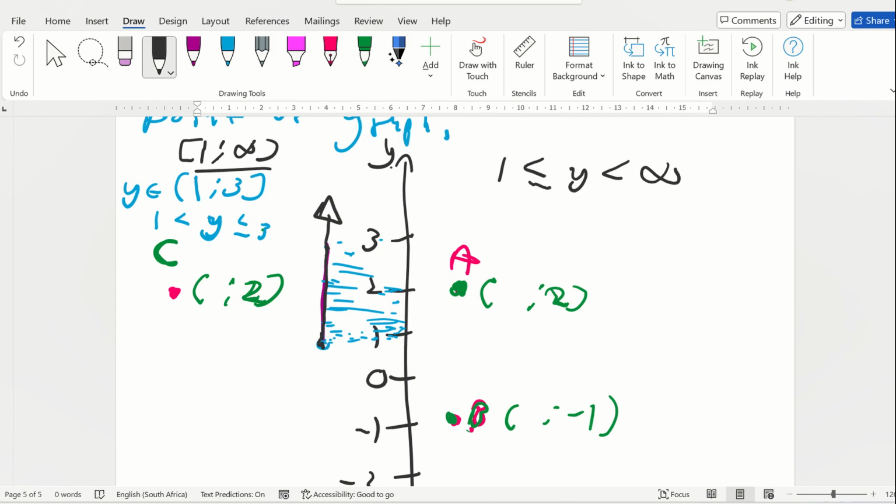And then what about this one? It starts at 1, sorry. It goes down like this. What is the range of this?